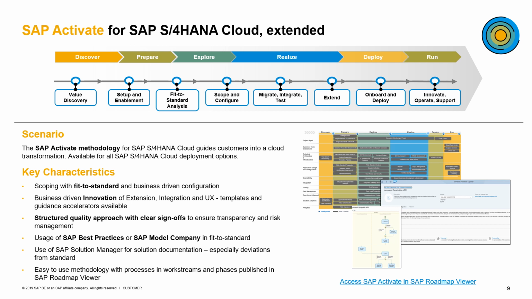As mentioned earlier, we use SAP best practices in conjunction with fit to standard, as well as the option of using model company. In Extended today, we will continue to use SAP Solution Manager, which will be very useful to note down any deviations from standard and which will be helpful during the upgrade process long term. It is an easy to use process with work streams and phases that is published in the roadmap viewer today.